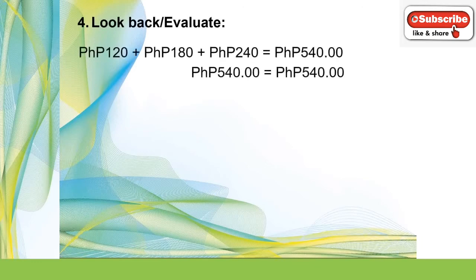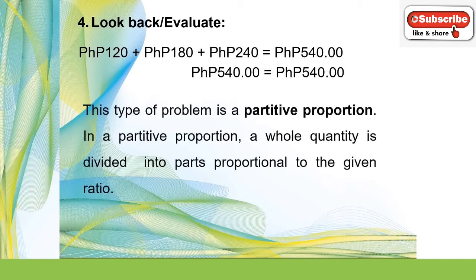So let us add the share of each girl. Mona's share is 120 pesos, plus Ivana's share 180 pesos, plus Shaira's share is 240 pesos. It is equal to 540 pesos, which is also the cost of the gift. This type of problem is a partitive proportion. In a partitive proportion, a whole quantity is divided into parts proportional to the given ratio.